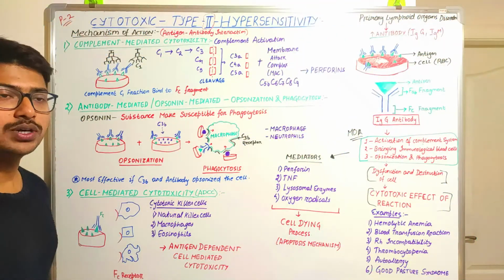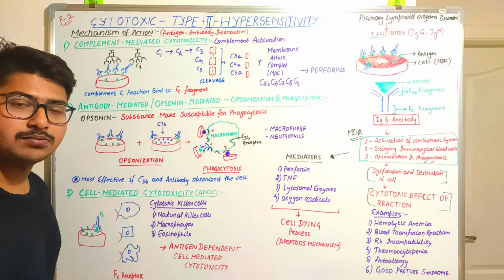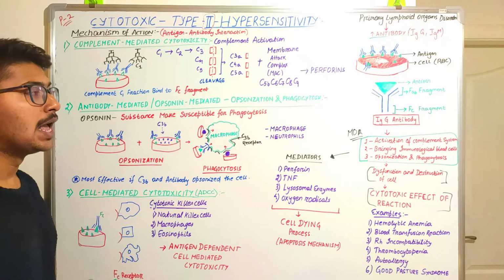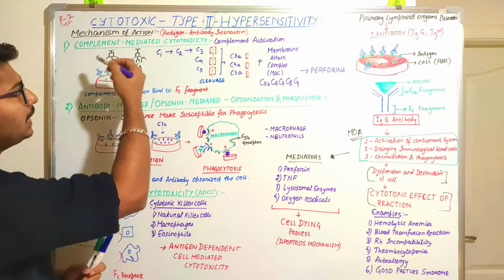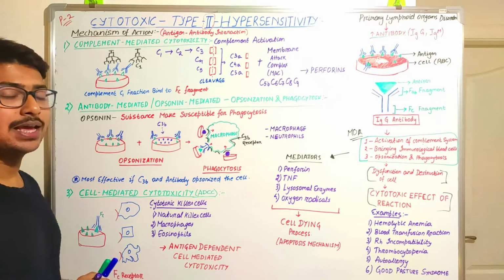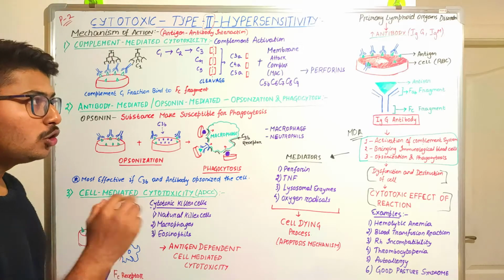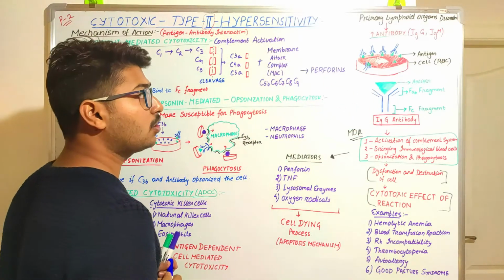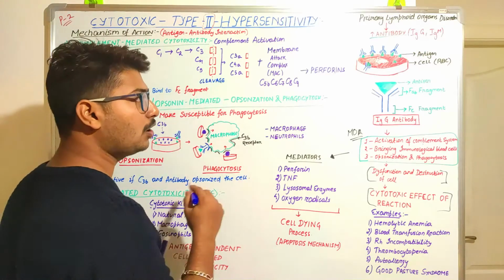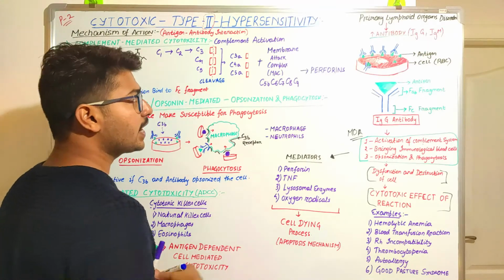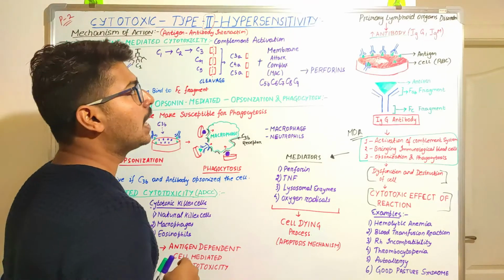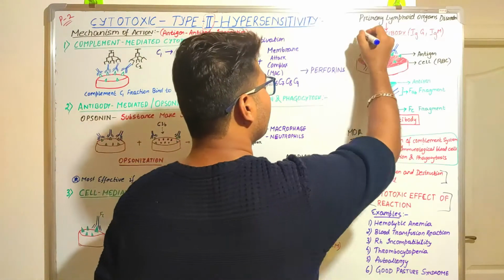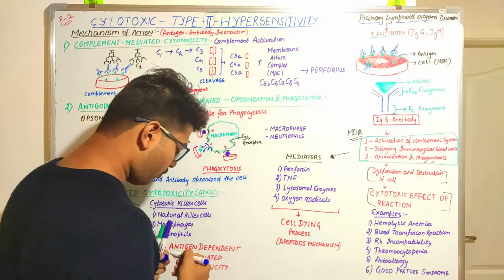In this video, we are going to discuss the actual mechanisms through which the cytotoxicity is occurring, meaning the cell lysis is occurring, and we know from my previous video that it is mediated by antibodies like IgG and IgM. To recap the previous knowledge, this type of hypersensitivity is an immunological disorder, and this disorder mainly occurs in the primary lymphoid organs.